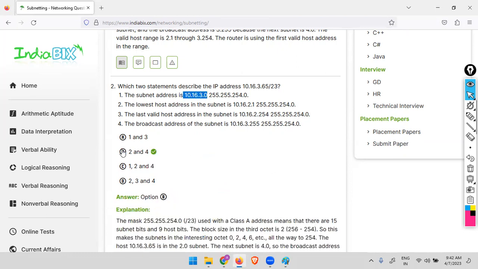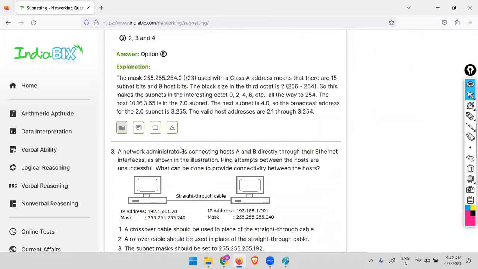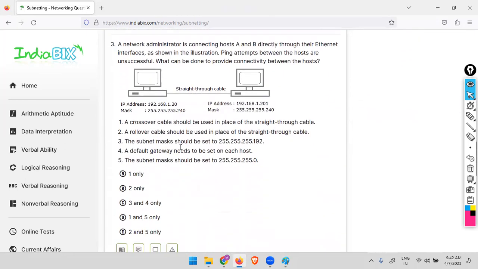Correct. Now here two systems are given. A network admin is connecting host A and B directly through their Ethernet, and these are all the IP addresses. The question is, what can be done to provide connectivity between the hosts? Because they are trying to ping and the pings are unsuccessful. Now, this is not related to subnetting, but still let's check.